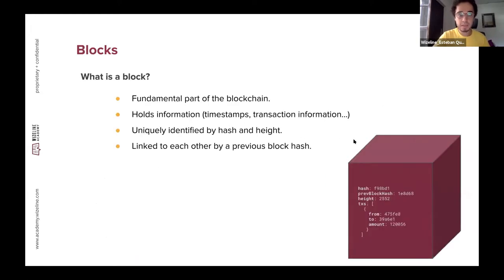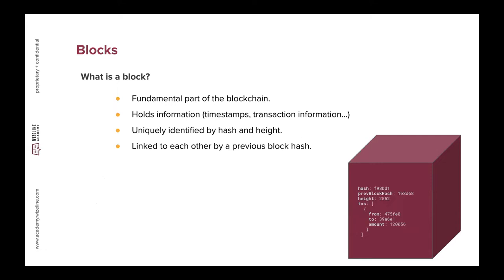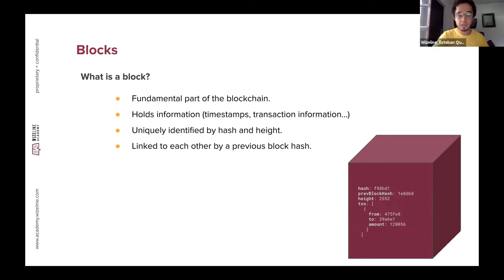Next slide, please. So as you know, blockchain is composed of blocks. It's what its name says, but what is a block? A block is the fundamental part of the blockchain. Its main purpose is to hold information. So it holds information about the transactions that have been made across the time of existence of the blockchain, but also holds information about the block itself, such as the timestamp, which is when this block was created.